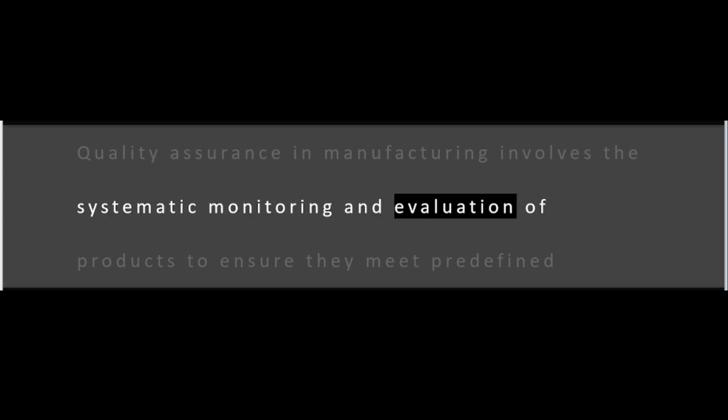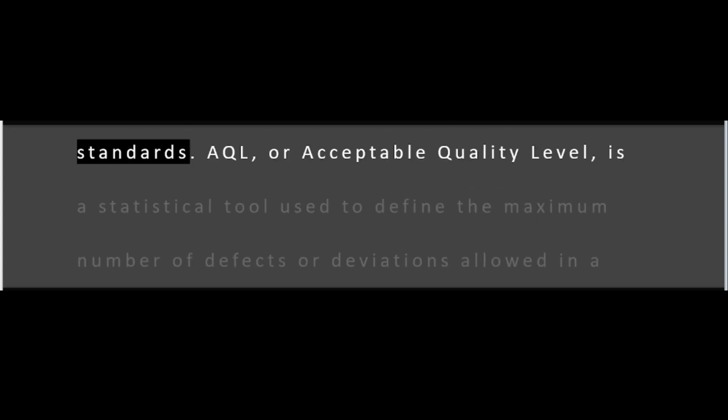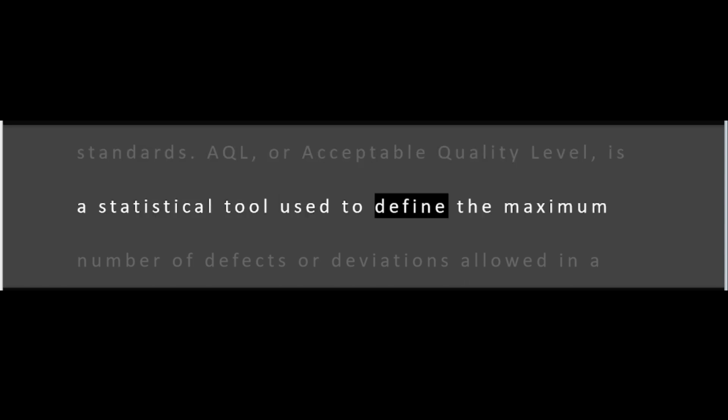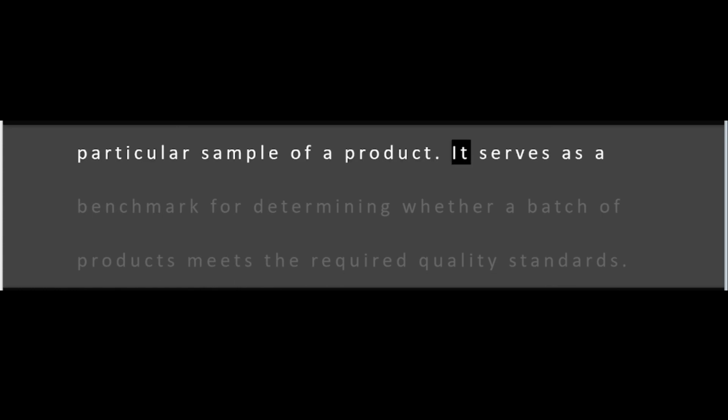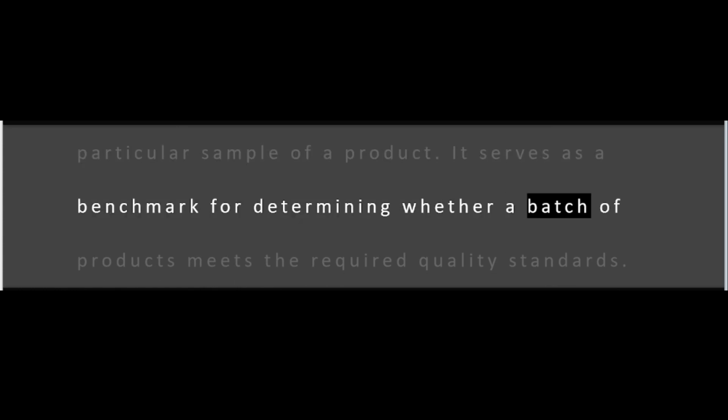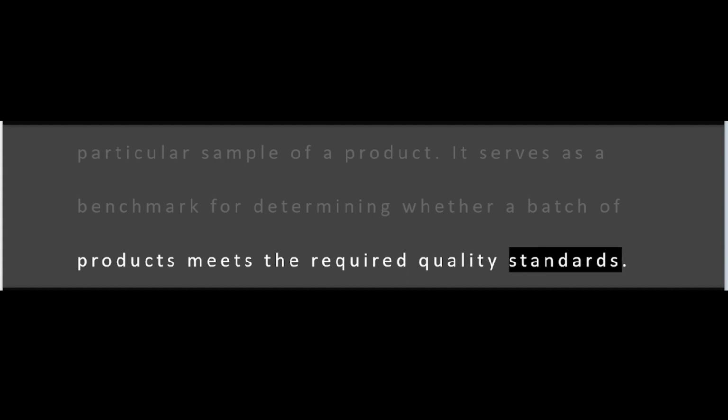Quality assurance in manufacturing involves the systematic monitoring and evaluation of products to ensure they meet predefined standards. AQL, or acceptable quality level, is a statistical tool used to define the maximum number of defects or deviations allowed in a particular sample of a product. It serves as a benchmark for determining whether a batch of products meets the required quality standards.